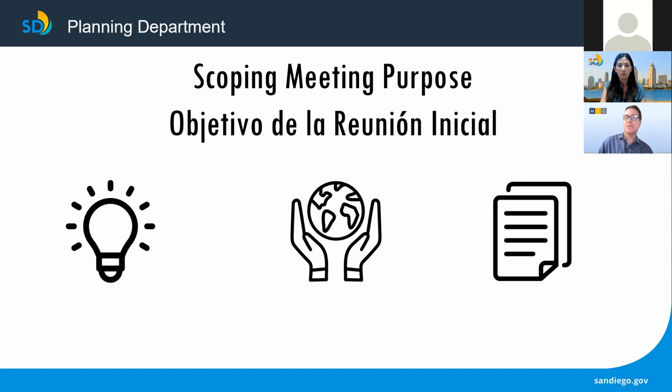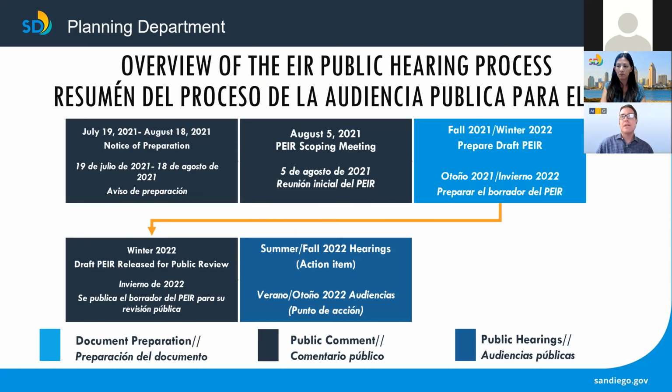Let's go to the next slide here. So here's an overview of the EIR public hearing process overall. As you can see, we're currently at the beginning of the process. The notice of preparation was issued on July 19th, as you see here in the top left corner. And today's scoping meeting is the first step in determining the scope and content that will go into preparation of the draft EIR.